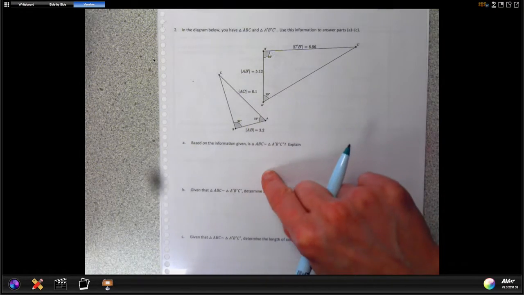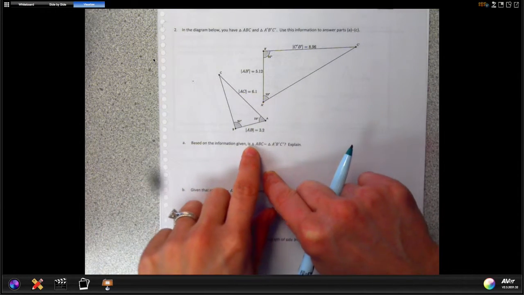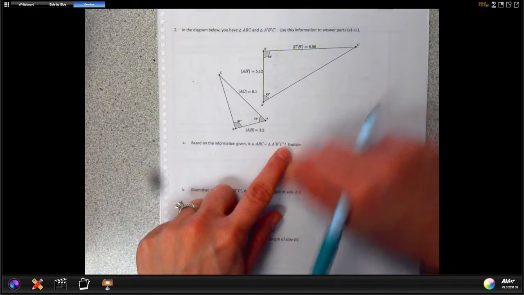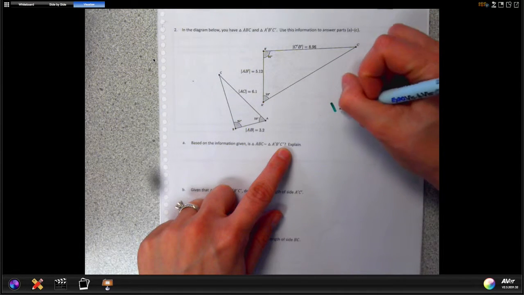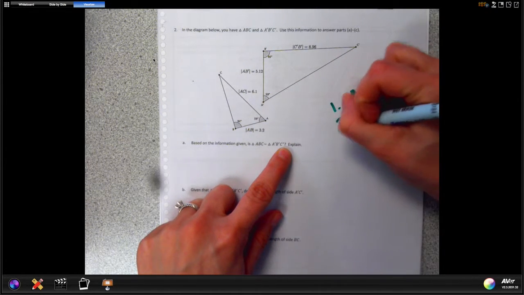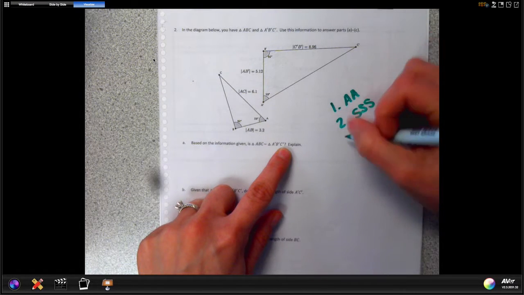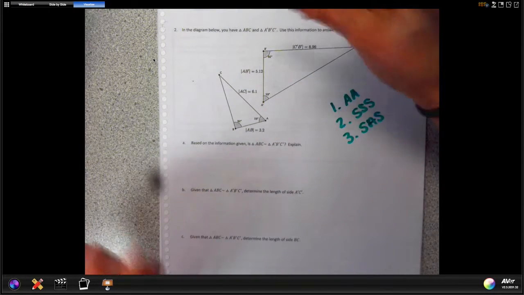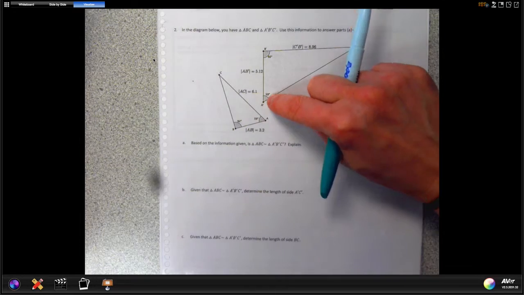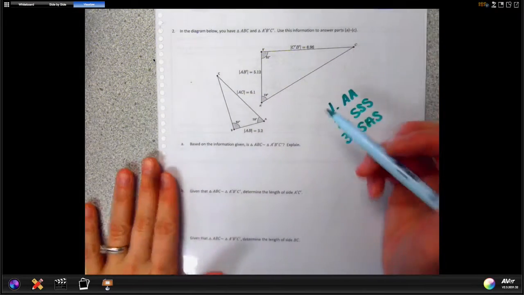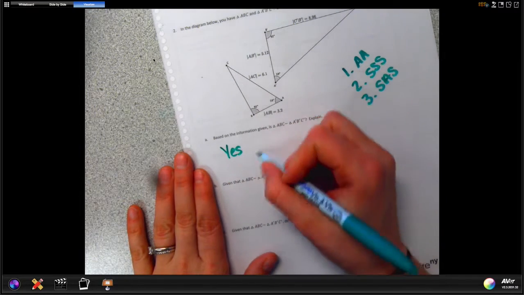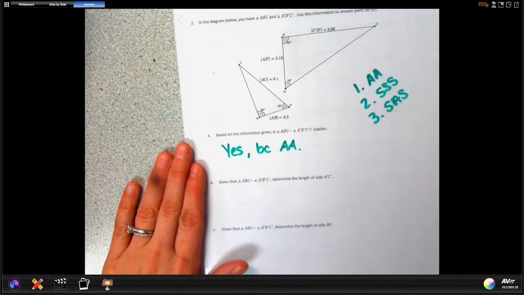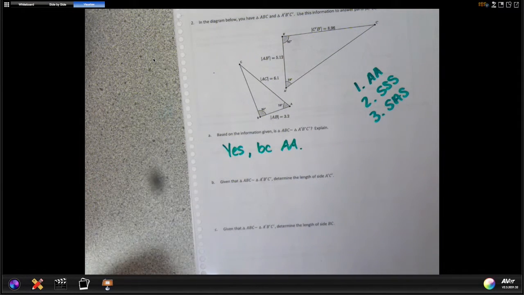The first question, based on the information, is triangle ABC similar to triangle A prime, B prime, C prime? We look at our information, and remember, we have a choice. Do we have 2 angles that are congruent? Do we have 3 sides in proportion? Or do we have a side angle and a side? I have a match of 59 degrees and a match of 92. That's 2 angles. So yes, these are similar because of the angle-angle congruence theorem.